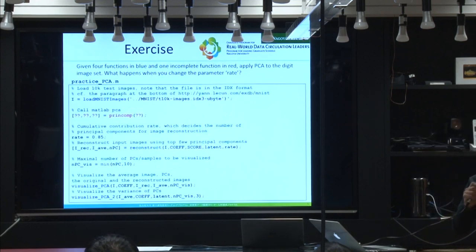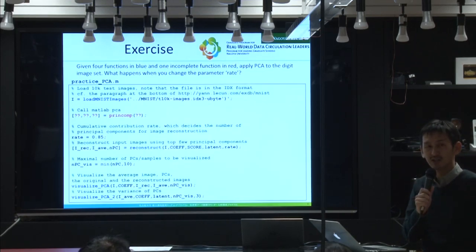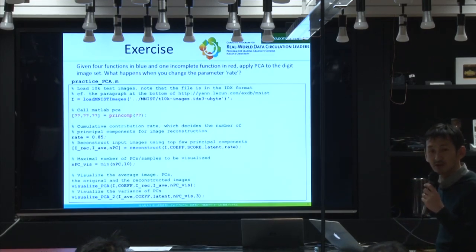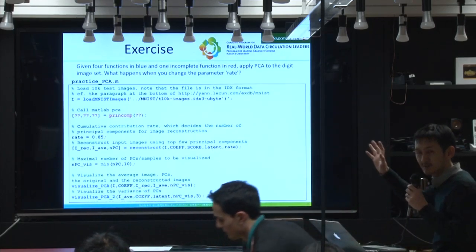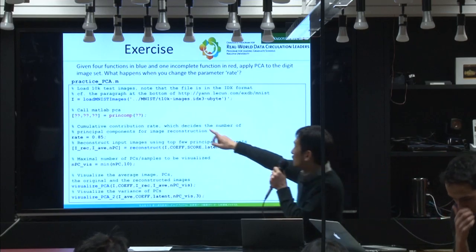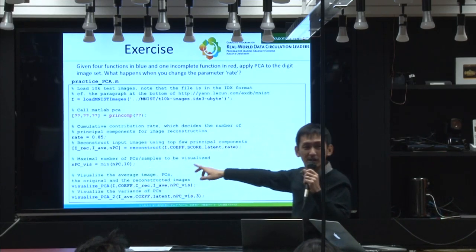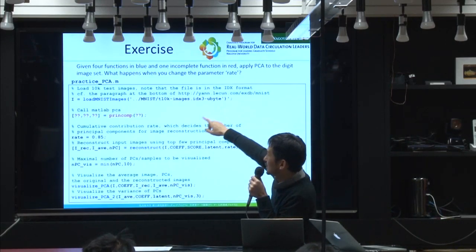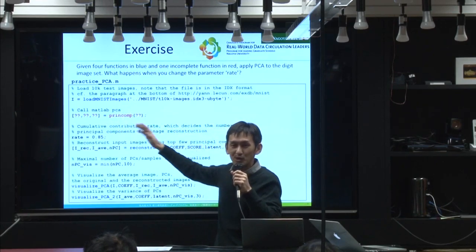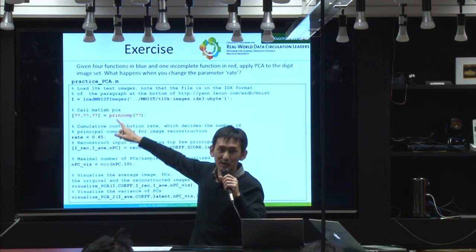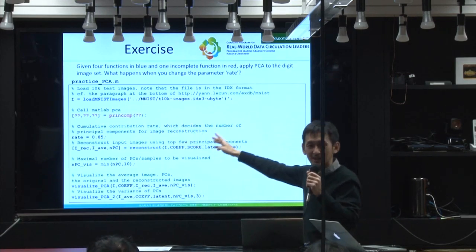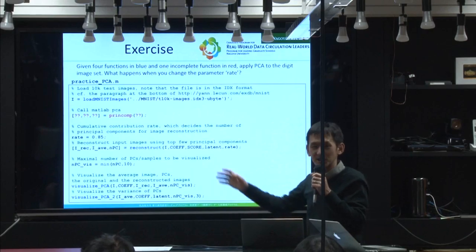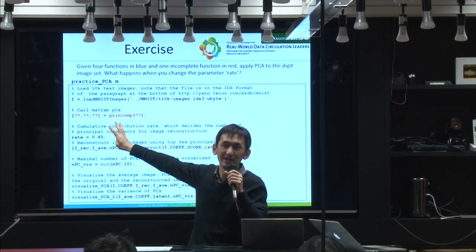So let's move on to the exercise using PCA. Are you ready? Here, we are given four functions in blue. One, two, three, four. Four functions in blue, and one incomplete function in red, this one. So please fill in the four blanks. One, two, three, four. Please write down the four variables.